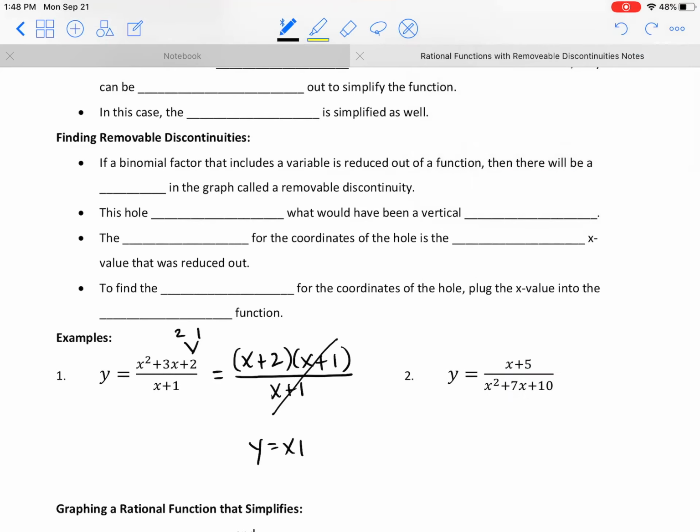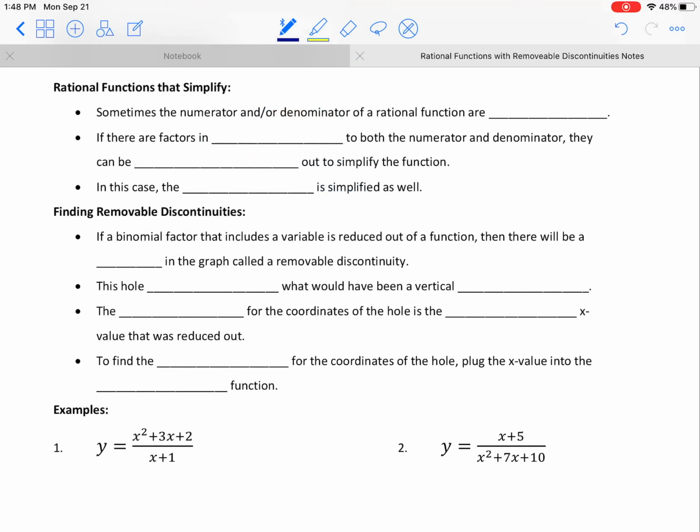Sometimes the numerator and or the denominator of our rational function are factorable. Now this won't always lead to us reducing, but if there are factors in common to our numerator and denominator, then those can be reduced out. And when a common factor reduces out, not only is the function simplified, but in this case the graph is simplified as well. And that factor that reduces out creates or yields what we call a removable discontinuity.